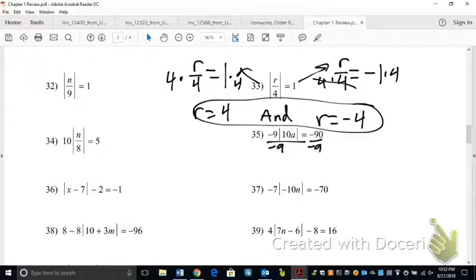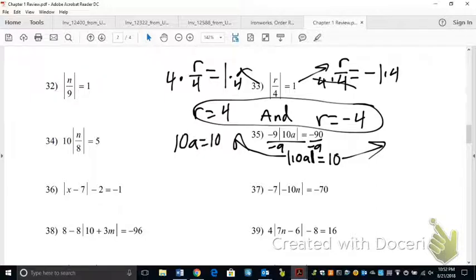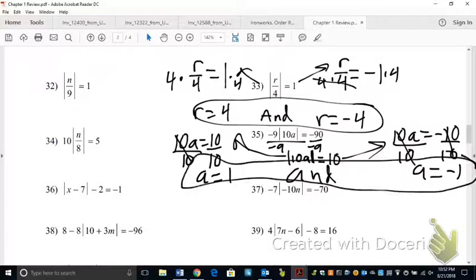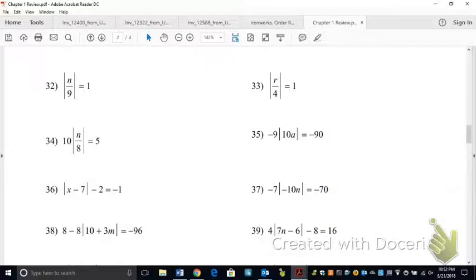So we're going to divide both sides by negative 9. That's going to give us the absolute value of 10a equals 10. Now that the absolute value is all by itself, we can break it out. We write it just the way it is, 10a equals 10, and then 10a equals negative 10. For both of these, to get a by itself, all I have to do is divide by 10. That's going to give me a is 1 and a is negative 1. Notice here that we have 2 answers again.